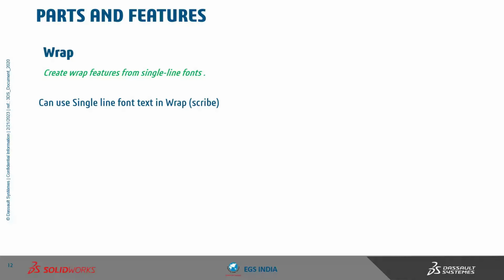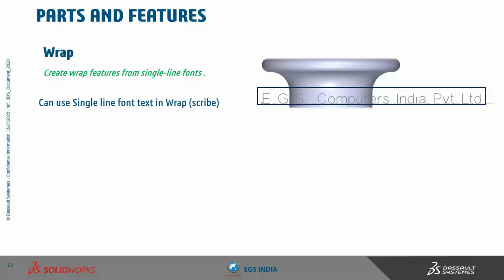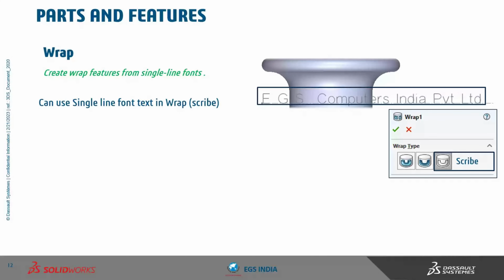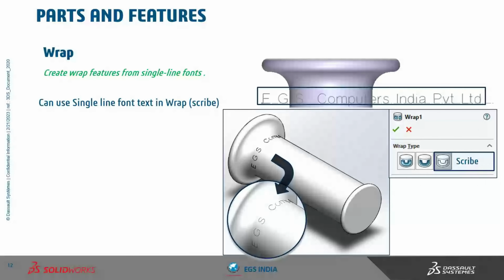The wrap feature. SolidWorks has improved the capabilities of the wrap feature. Now SolidWorks allows you to wrap single line font text on a cylindrical surface. Now we can see another improvement. We are just using a single line font, and it will be used on cylindrical faces.